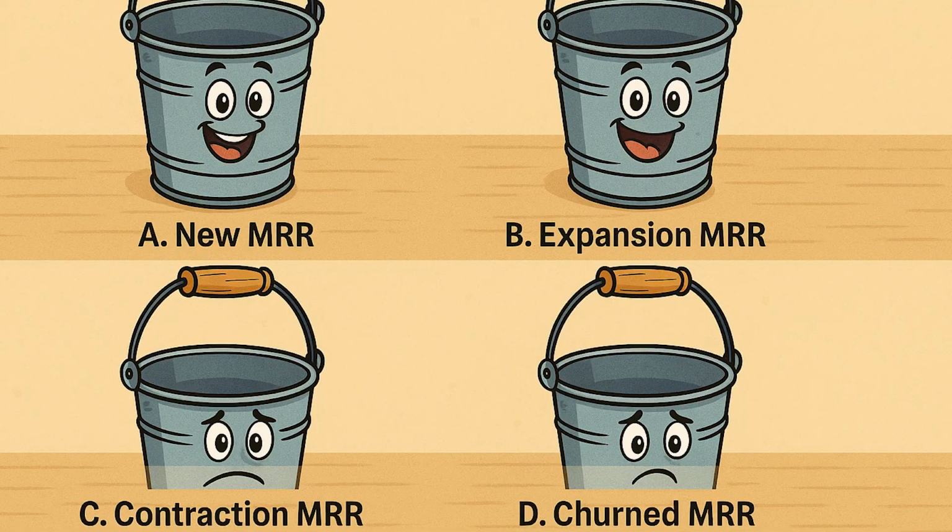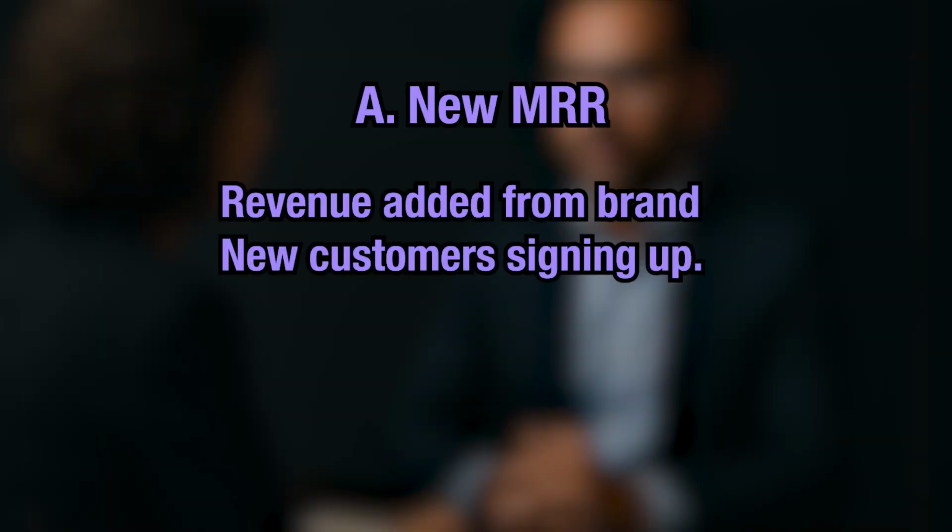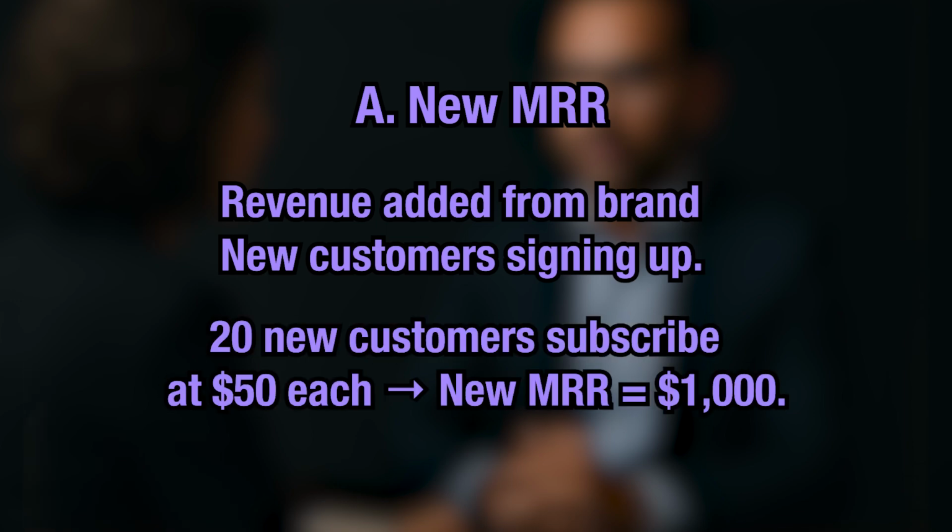But the real insights come from splitting this MRR into four buckets: new MRR, expansion MRR, contraction MRR, and churned MRR. That tells us where the growth is coming from or where the leakage is happening. The new MRR is the revenue added from brand new customers signing up this month. For example, if you get 20 new customers this month who are subscribing at $50 each, then your new MRR is $1,000. Why does new MRR matter? It is because it shows the effectiveness of your customer acquisition strategy.